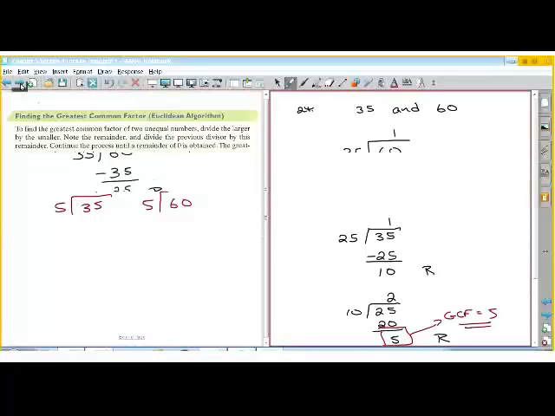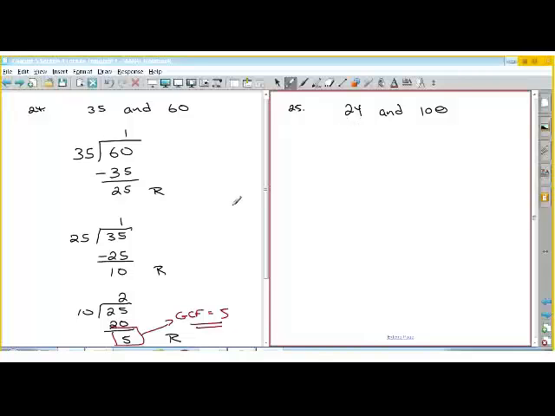Okay, let's do one more, and then we'll get some practice for homework. So here's two numbers. You take the larger number, divide by the smaller number. How many times will 24 go into 108? Probably 4 with some remainder. So if we take 24 times 4, we'll get 96. So you subtract 96 from 108, and you'll get 12, which is not 0.